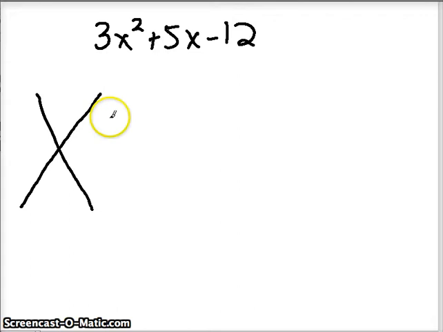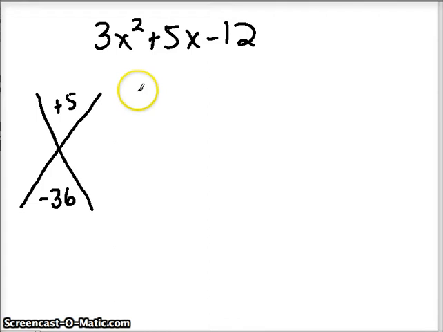So the Xbox technique tells us that we start with our x, and we do the same thing we did with the x technique. We're going to multiply c times a, or a times c, so 3 times negative 12 gives us negative 36. And we're going to put b up at the top, so positive 5. So we're asking ourselves, what are factors of negative 36 that add up to positive 5?